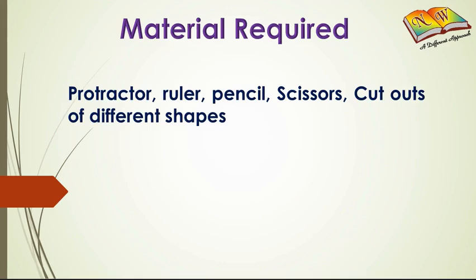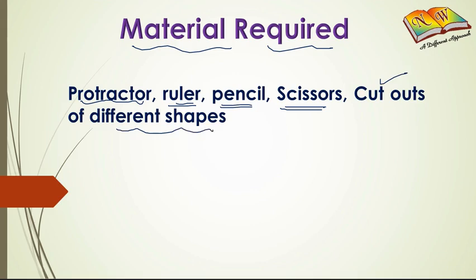The material required to conduct this activity includes a protractor, a ruler, pencil, that is all the geometrical instruments, and scissors to draw the cutouts and to cut the shapes of the squares, the rectangles, the parallelograms and the different other shapes for which area has to be found out. So now let's see how to conduct this activity.